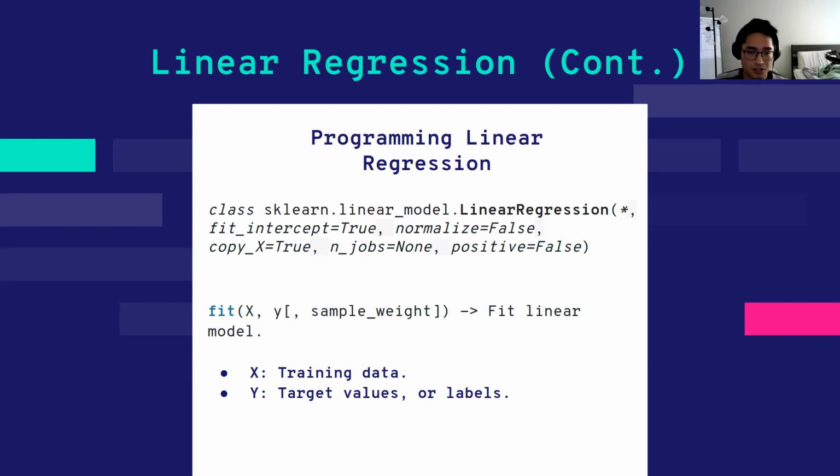The next thing we need to do, when we want to fit our model with the data set, pretty much just have our model learn from our data set, is use the fit function, which is also from sklearn. The arguments you need to feed in are the training data and the target values, or what we call the labels.